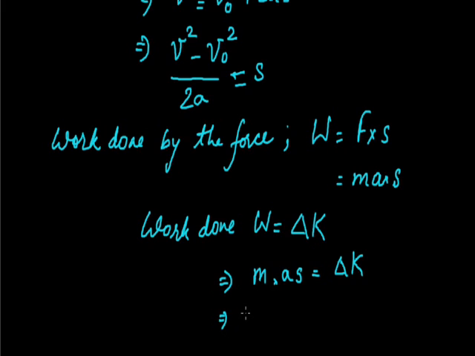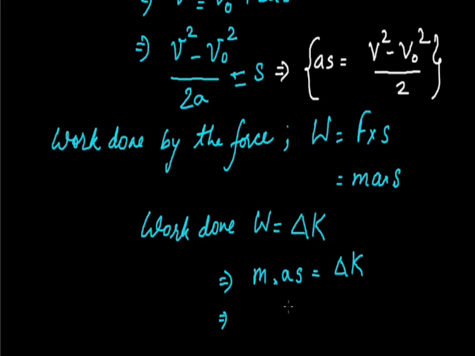If we put the value of a into s, in this equation we can write it as as is equivalent to v square minus v naught square upon 2. If we use this value in this equation, then we can get the change in kinetic energy as half into m into v square minus v naught square. So this is the change in kinetic energy.